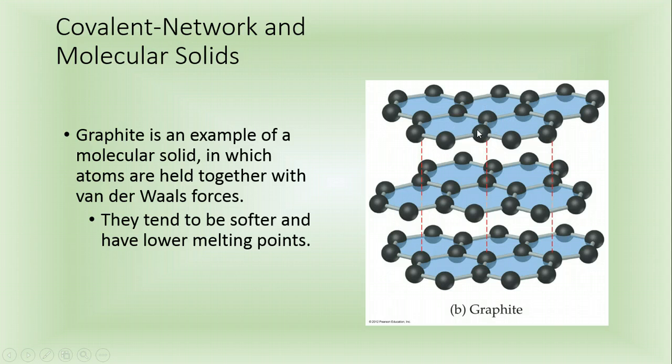So the sheets themselves are very strongly held together, but one sheet to the next is just held together by van der Waals forces. So this actually is softer and has a lower melting point, but still has that covalent network or macromolecular solid structure we talked about. It's just constructed a little bit differently so that every atom is not directly covalently bonded to another atom. Some of these in the structure are just attracted.